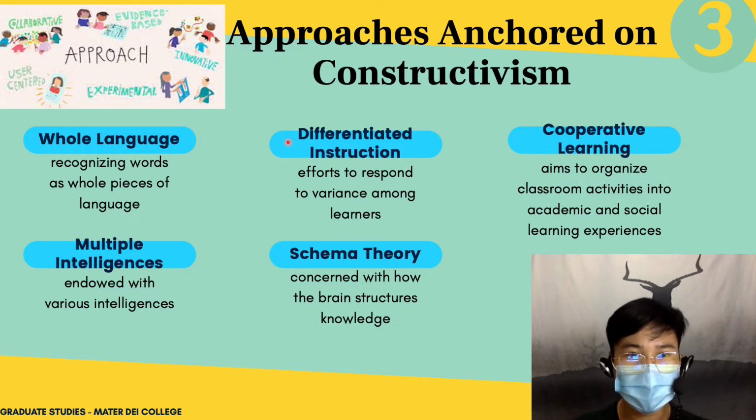So the third approach is differentiated instruction. This is all about the efforts to respond to variance among learners. So teachers here can differentiate at least 4 classroom elements based on students' readiness, interest, or learning profile. So the first element we have here is the content. It is what the student needs to learn or how the student will get access to the information. The second one is the process. It is all about the activities in which the student engages in order to make sense of or to master the content. So they are connected.